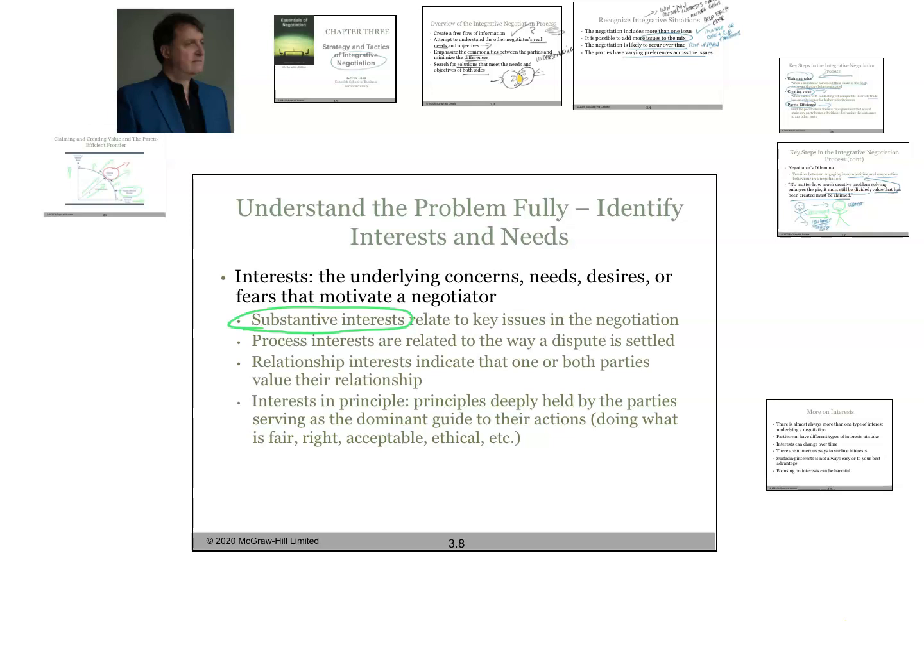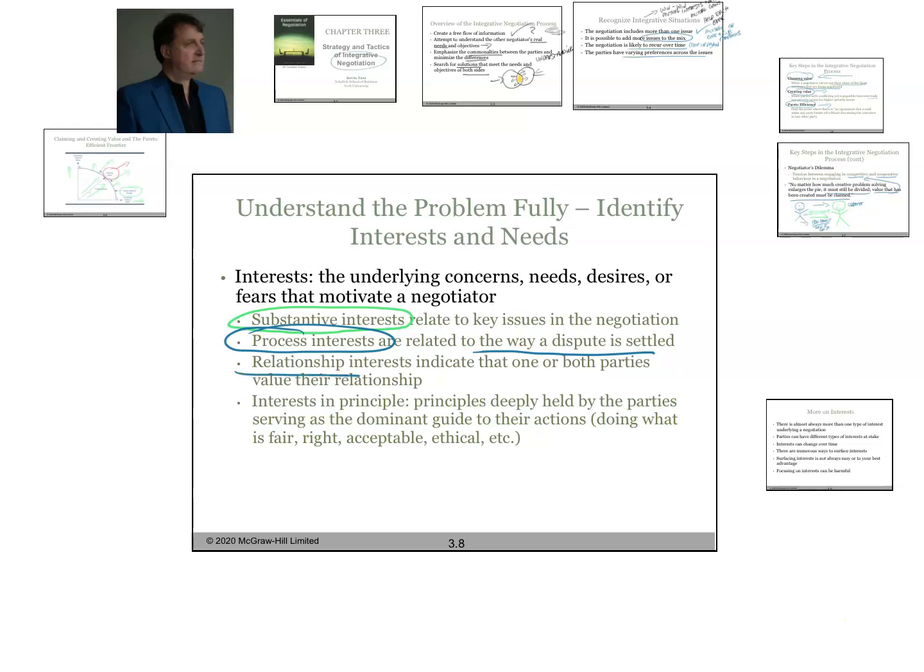Then we have process interests, and they're related to the way a dispute is settled. We don't go deep into this in our course, but what this is about is if you have a very complicated, long negotiation that may require several meetings over time, there may be some dialogue simply about how the negotiation is going to take place. Where are we meeting? How are we handling meals, breaks? Who's taking notes? How many people can be there? There's so many things that can go into working out your process interests.